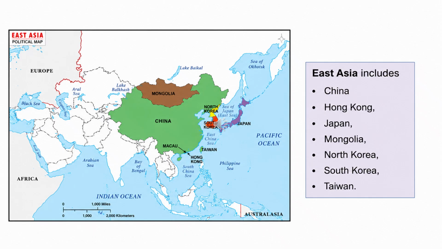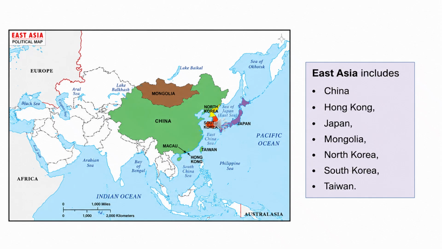To the north of China, we have Mongolia. Moving further east, we can see North Korea and South Korea. These are two separate countries located in the Korean Peninsula. Similarly, further to the east, we have Japan, which is an island country made up of many islands in the Pacific Ocean. South of Japan, you can see Taiwan, which is an island located off the southeastern coast of China.